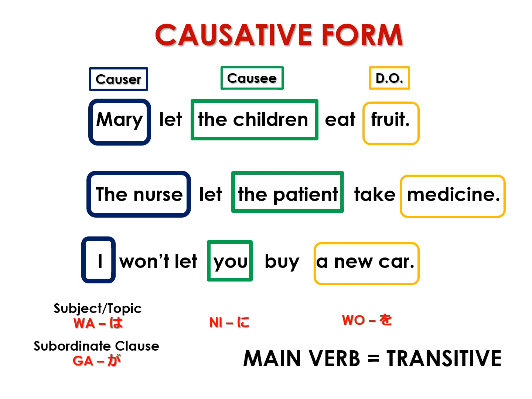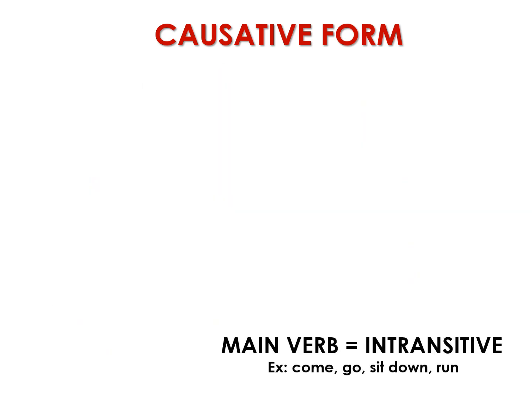These are how the particles work if our main verb is transitive, that is, it can take a direct object. If our main verb is intransitive, we have a slightly different arrangement. Intransitive verbs cannot take a direct object, and examples include the verbs to come, go, sit down, and run. Consider this causative sentence with an intransitive main verb. Mary let the children sit down. The verb sit down here does not take a direct object.